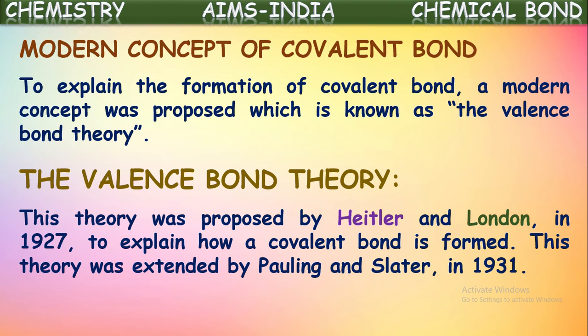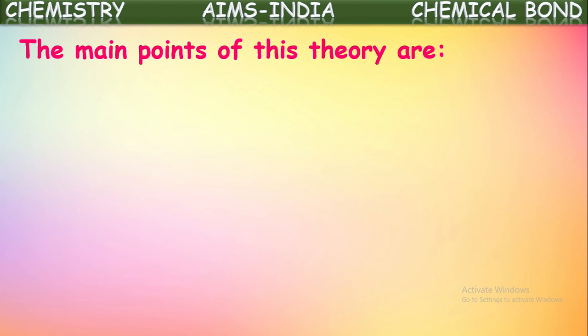This theory was proposed by Heitler and London in 1927 to explain how a covalent bond is formed. Heitler and London together explained this valence bond theory to explain the covalent bond formation in a clear way. This theory was extended later by Pauling and Slater in 1931 to make it more clear. Now let us see the important points from this valence bond theory.